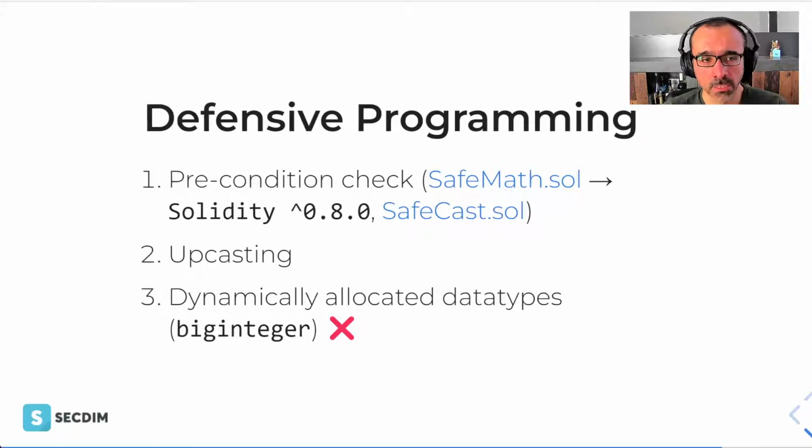And finally, dynamically allocated data types, things like big integer, BigInt. Now we don't have a simple implementation of big integer, BigInt, within Solidity. So I took that away from our list of recommendations here. So we are effectively limited to number 1 and number 2.